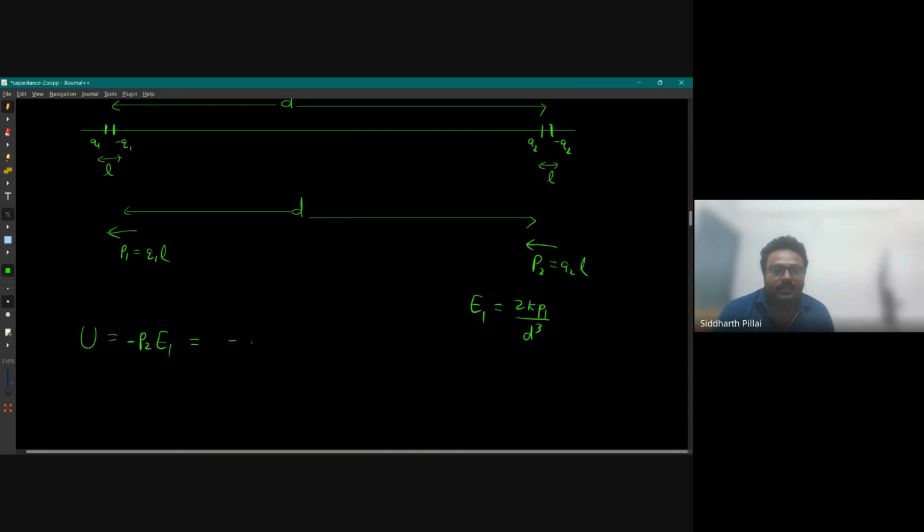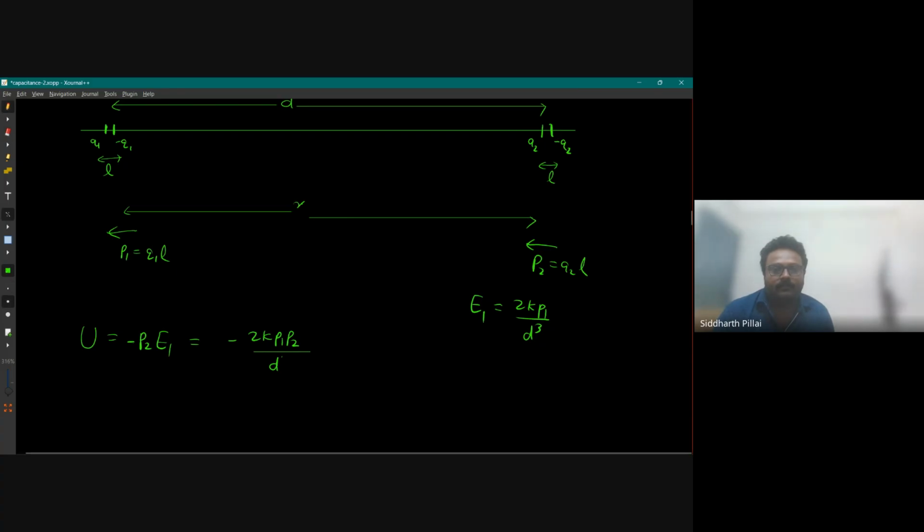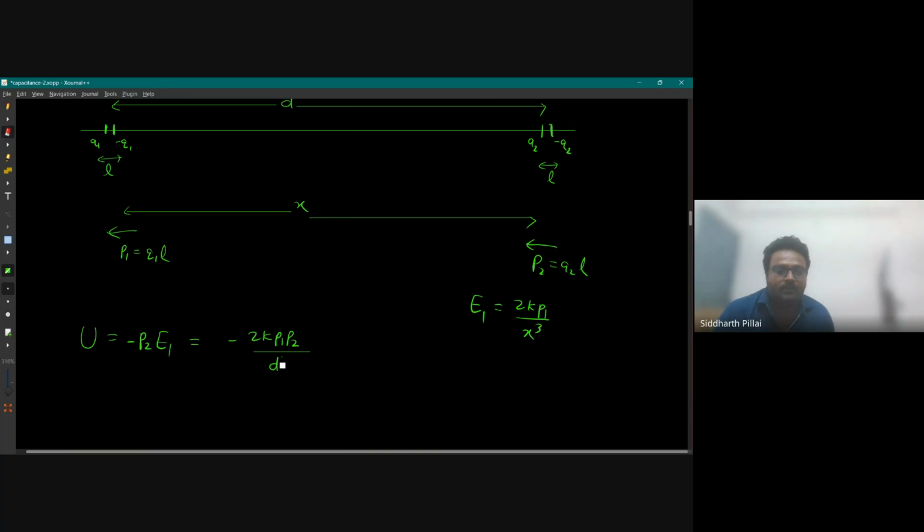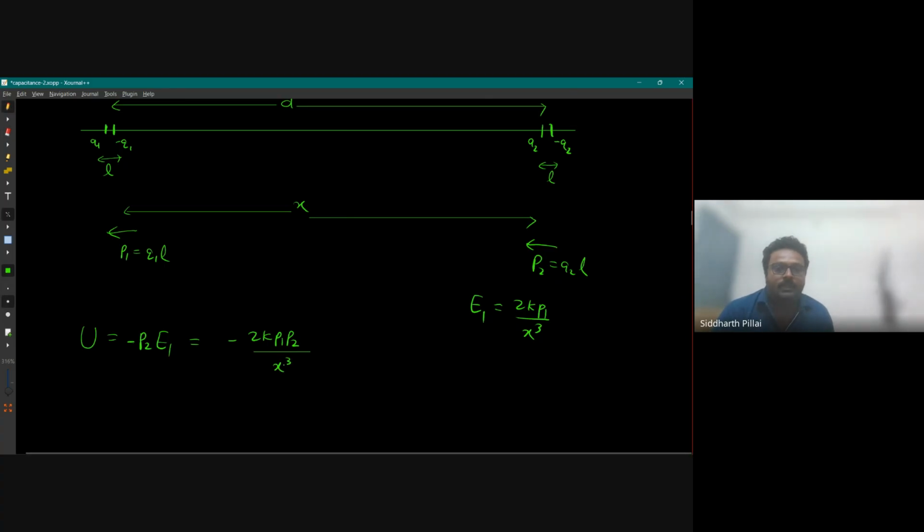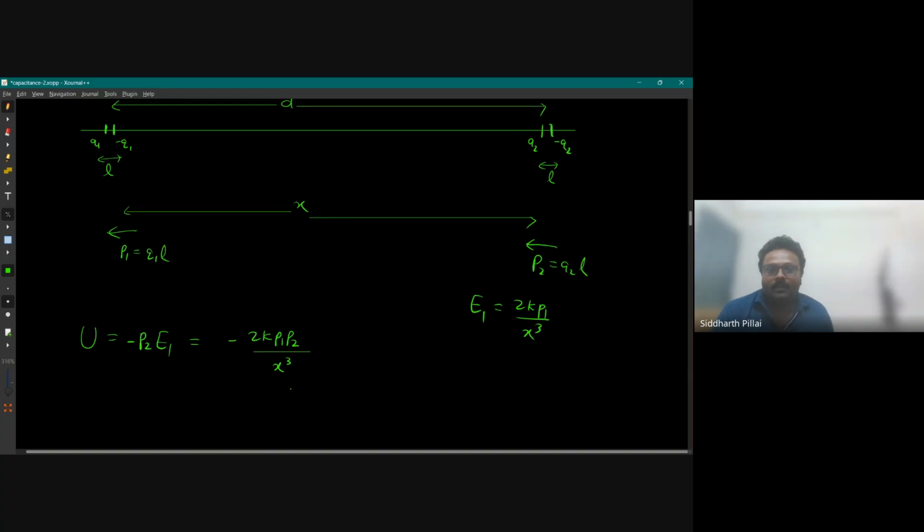I'll get minus 2K P1 P2 by D cube, or let's say this is some distance x. So that variable is x, and then we can put x equals to d later. X cube. Correct? Field into potential. So what is the formula for U?